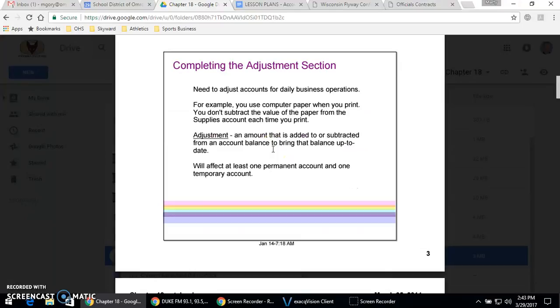All right, so the adjustment section, we need to know which of our asset accounts need to be adjusted. So we need to adjust the accounts for daily business operations. For example, let's say that we use computer paper when you print. You don't subtract the value of the paper from the supplies each time that you print. What we do instead is we record an adjustment. This is the amount that is added to or subtracted from the account balance to bring the balance up to date. Now this is going to affect at least one permanent account and one temporary account in order to complete the adjustment.